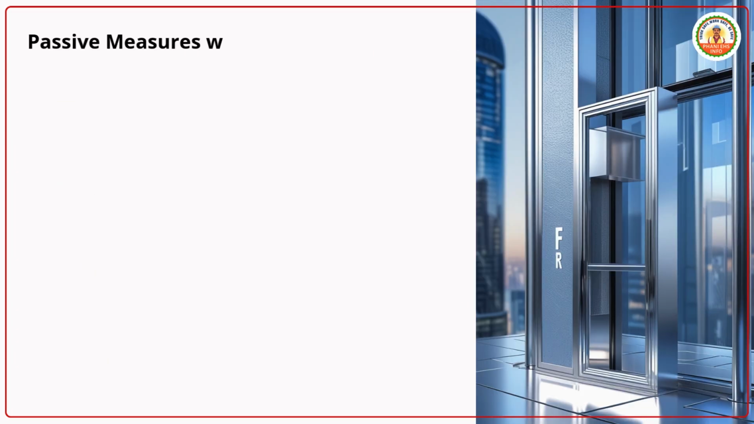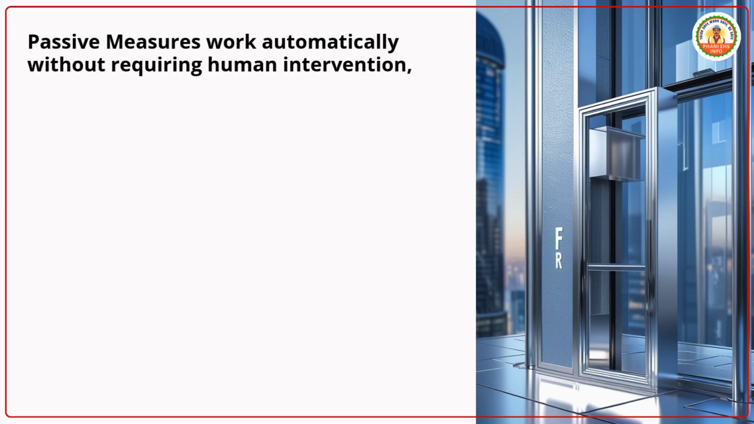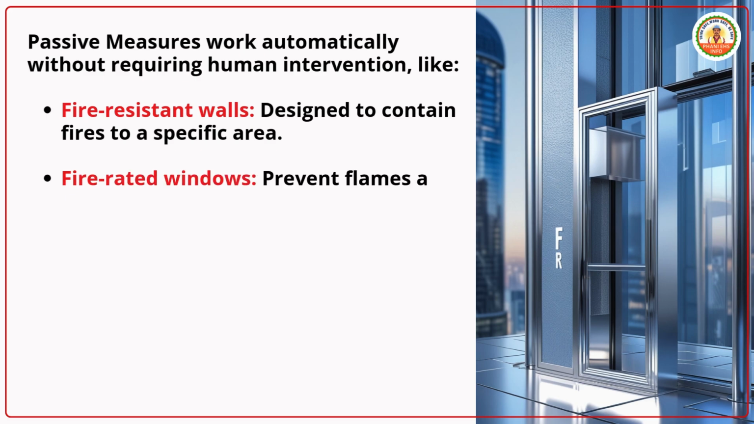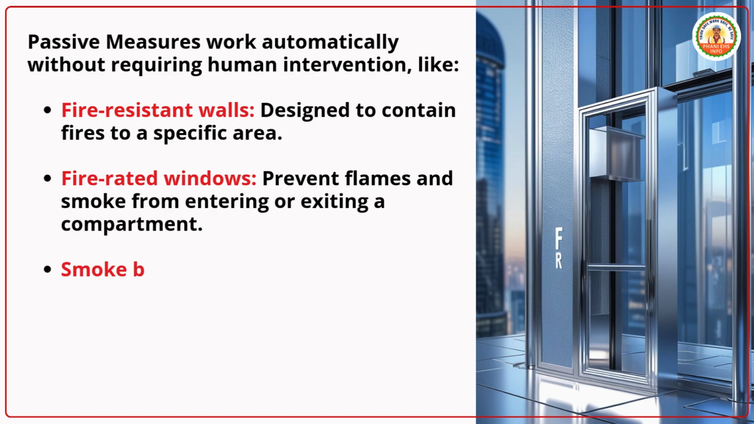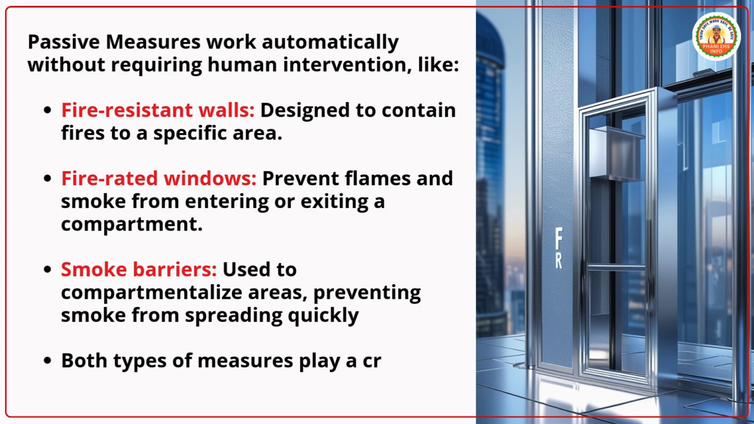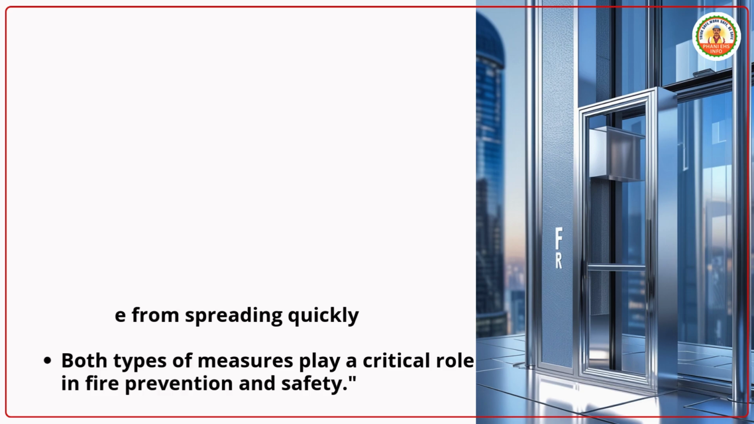Passive measures work automatically without requiring human intervention, like fire-resistant walls, designed to contain fires to a specific area. Fire-rated windows, prevent flames and smoke from entering or exiting a compartment. Smoke barriers, used to compartmentalize areas, preventing smoke from spreading quickly. Both types of measures play a critical role in fire prevention and safety.